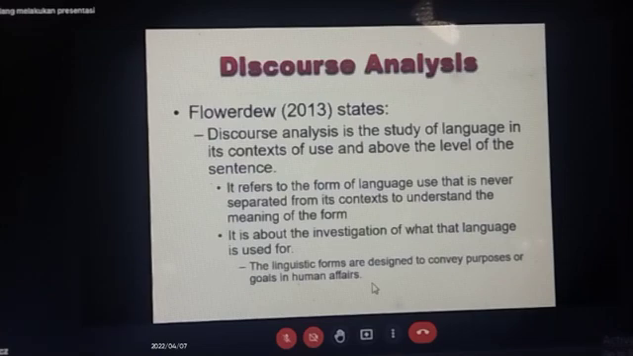So let's see the relation between pragmatics and discourse analysis. Pragmatics is about context. Discourse analysis is also about context. It is about text, it is about context, and also about function.